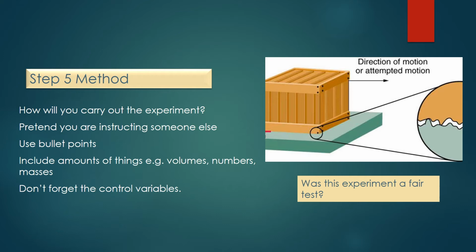Okay, another suggestion I've got for you when using bullet points is your step 1 can just be to set the equipment up as shown in the diagram, and then using a pencil and a ruler you could draw for me a diagram on what you're going to do.